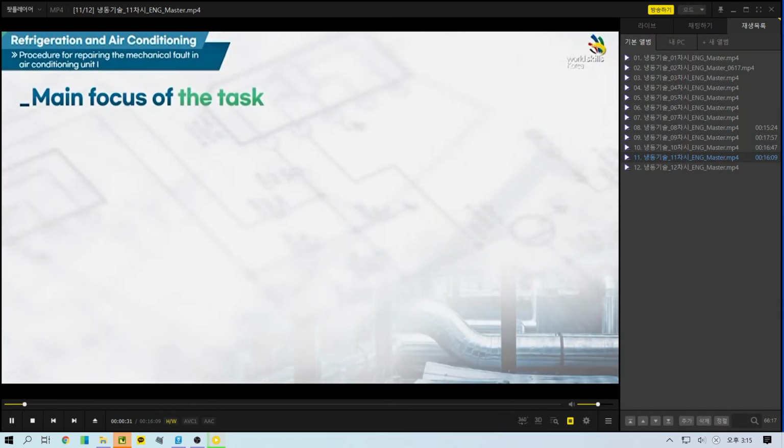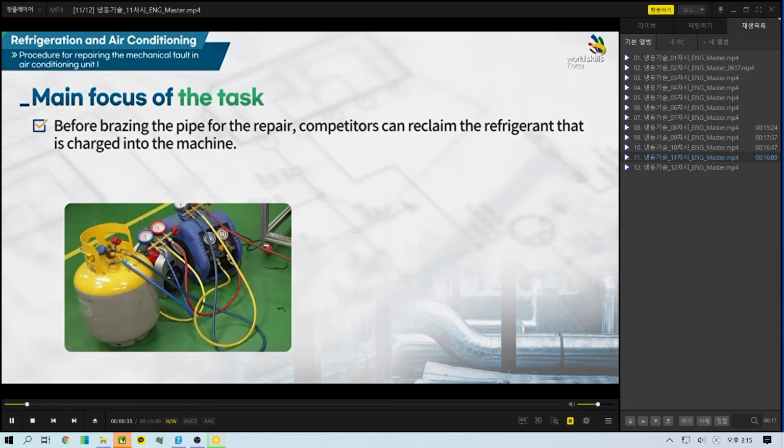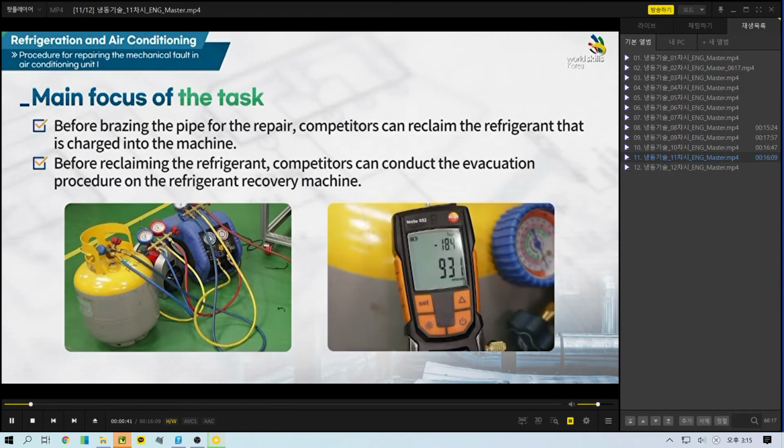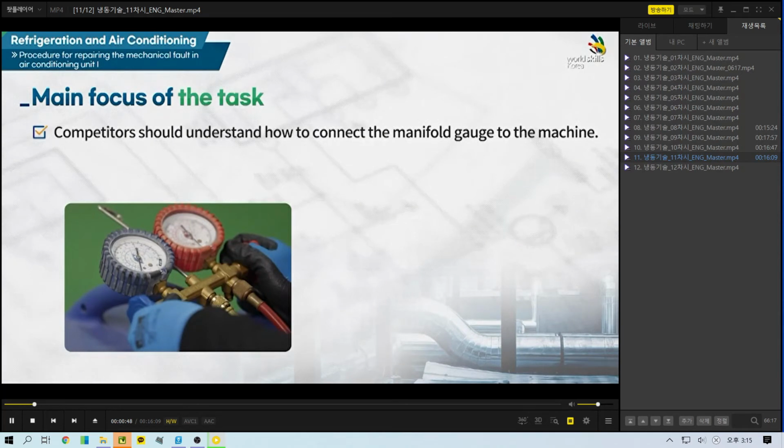The main focus of the task in this training is as follows. First, before brazing the pipe for the repair, you should be able to reclaim the refrigerant that is charged into the machine. Second, before reclaiming the refrigerant, you should be able to conduct the evacuation procedure on the refrigerant recovery machine. Third, you should be able to understand how to connect the manifold gauge to the machine.